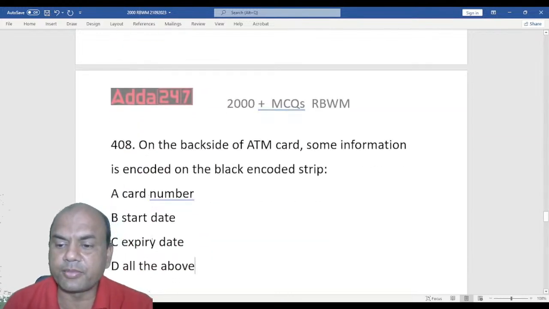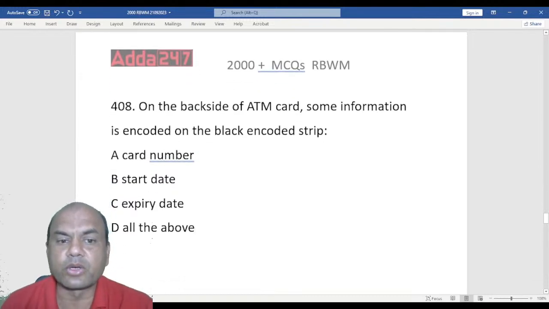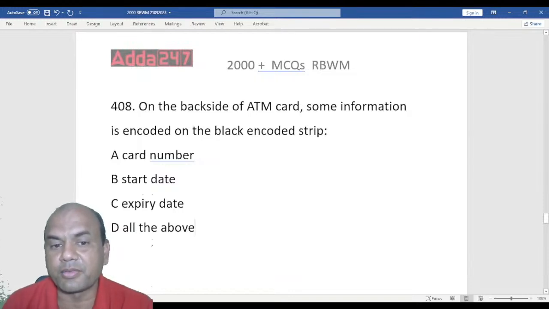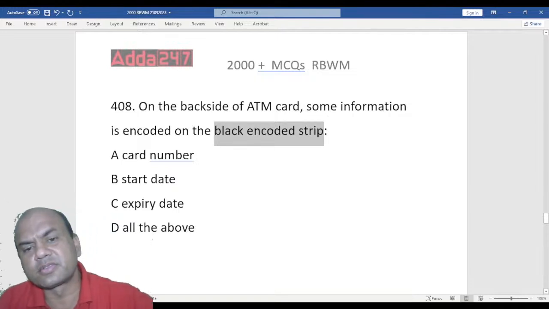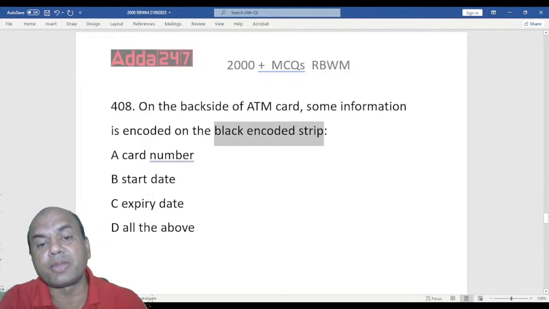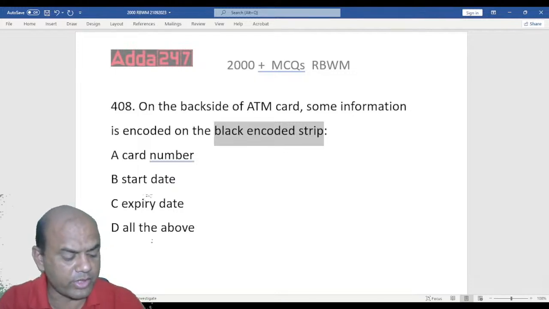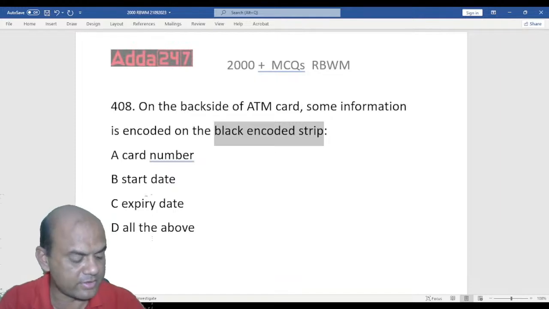On the back side of the ATM card, some information is encoded on the black encoded strip. So this is known as what? Card number, start date, expiry date, and all of the above. So what is it called? Some information is encoded in the black encoded strip. So what is this black encoded strip? Let me see how many of you can answer this. I'll show you this.